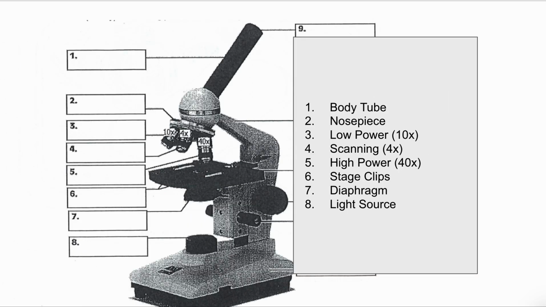And finally, we're going to label the parts of a microscope. This right here is the body tube. This right here is the nose piece. This is the low power lens right here that's 10 times power. Number four right here is our scanning lens. That's going to be 4 times. Our high power lens is 40 times. Right here are our stage clips. This is our diaphragm. That's what controls how much light comes in and out of the microscope. So right here is our diaphragm. And then down here is our light source.